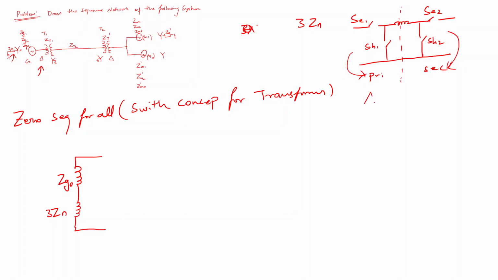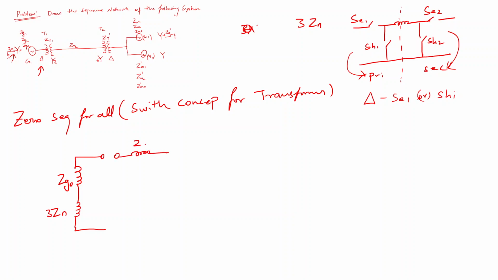So if it is delta, which one is closed, SC1 or SH1? Sir, SH1 and SH2 are closed. Both are closed? No, see the notes and tell me. Sir, SC1 is open. SC1 is open, sir, and SH1 is closed. Closed. Very good. So can I open SC1?